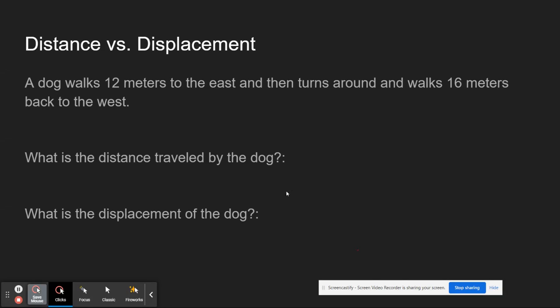Dog walks 12 meters east, then turns around and walks 16 meters west. So he walks 12 meters east. Whoops.